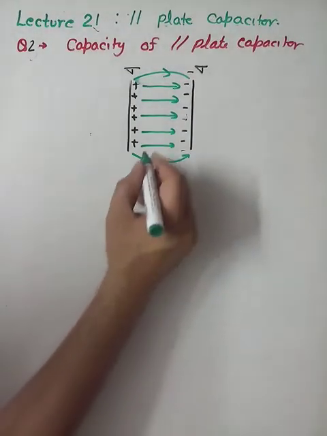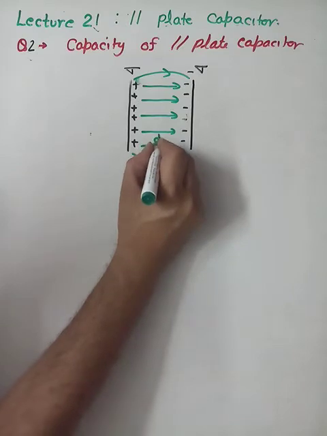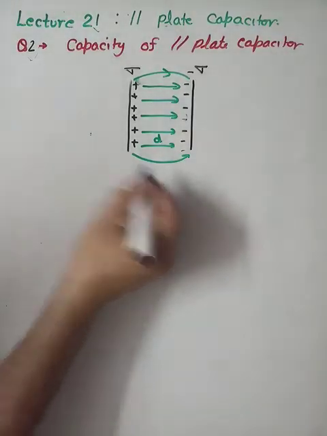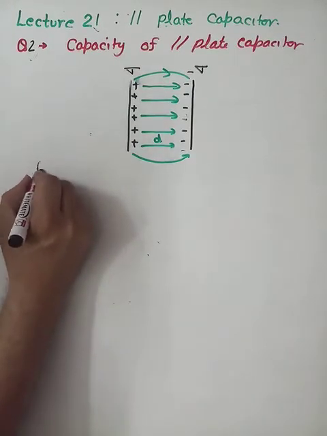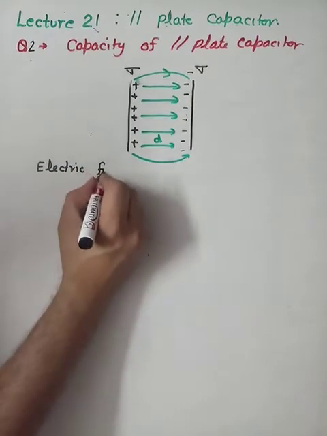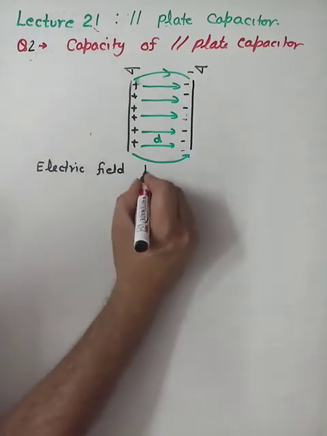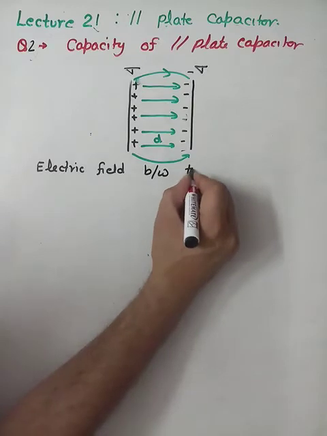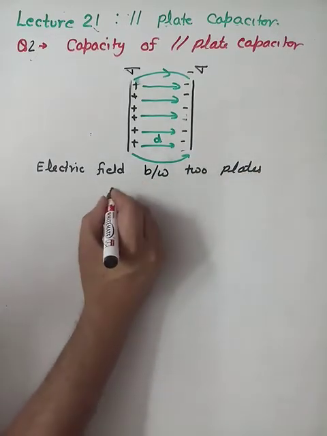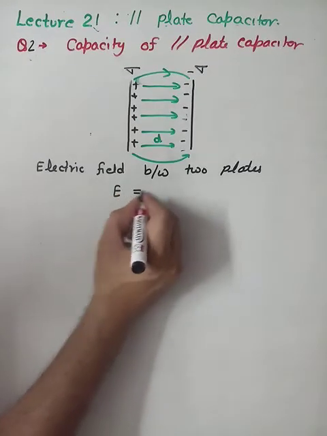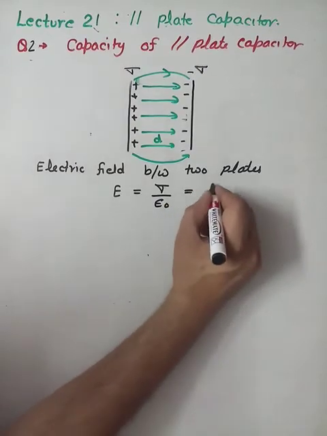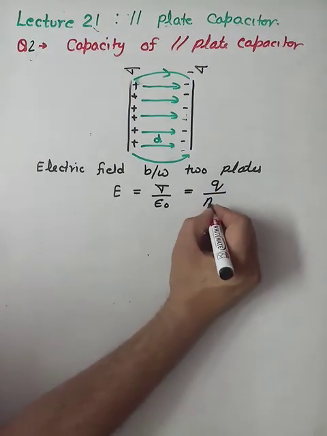Let the distance between the two plates be d. d is the distance between the two plates. Just now we have calculated the electric field between the two plates of a capacitor. E is given as sigma upon epsilon naught, or Q by A epsilon naught.